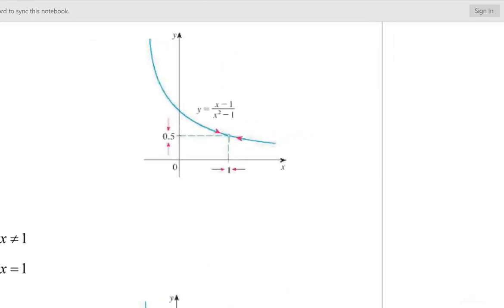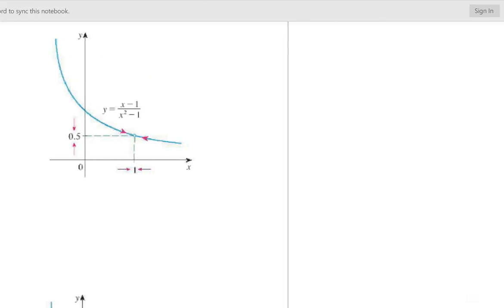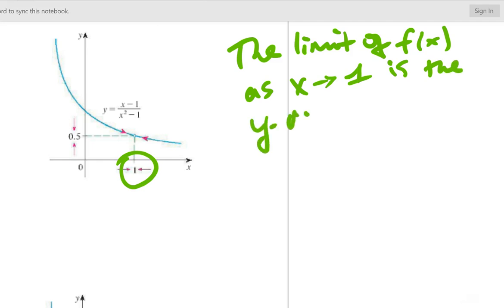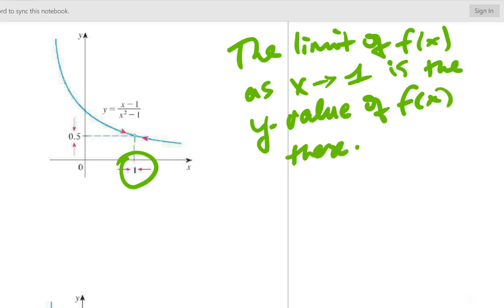The limit of a function is the y value. So basically the limit of f(x) as x approaches some number, and let's just say this is 1, is the y value of f(x). Essentially, as you approach 1 from the left and the right, the y value of the function is 0.5.